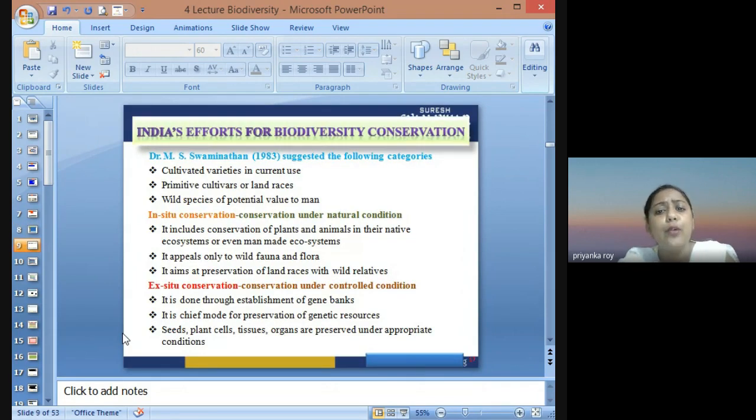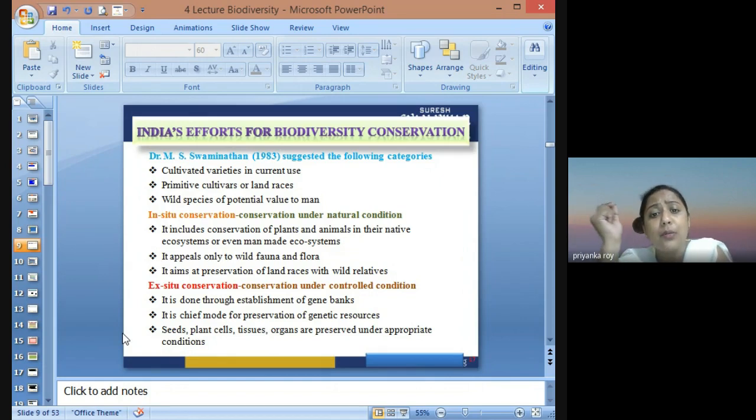India's effort for biodiversity conservation has a wide spectrum. Like, Dr. M.S. Swaminathan in 1983 suggested various categories, like cultivated varieties in current use, primitive cultivators and land races, wild species of potential value to humans, then in situ conservation techniques, conservation under the natural conditions, okay, that is in situ, and ex situ conservation techniques.